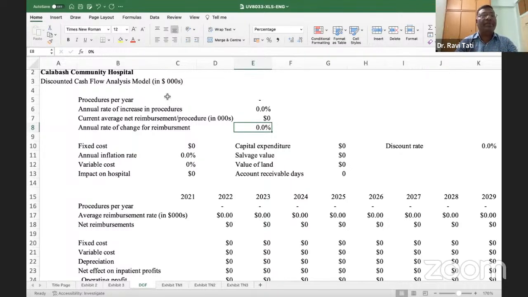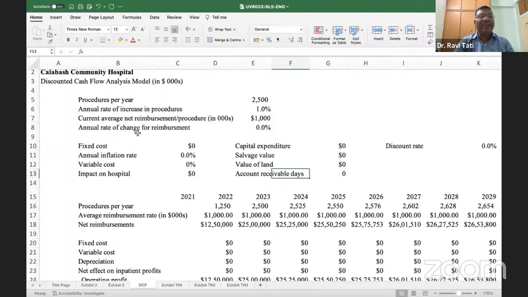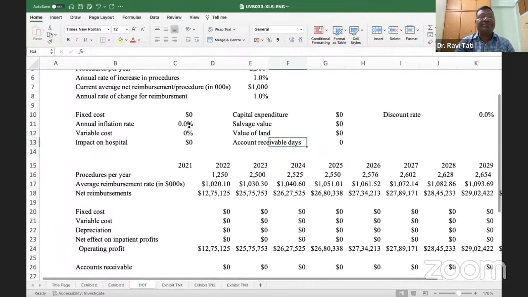Let's say the procedures for the year, I will say 2,500 procedures. And the annual rate of increase in procedures, let's say 1%. Then current average net reimbursement per procedure, let's say 1,000. Then annual rate of change for reimbursement, 1%.